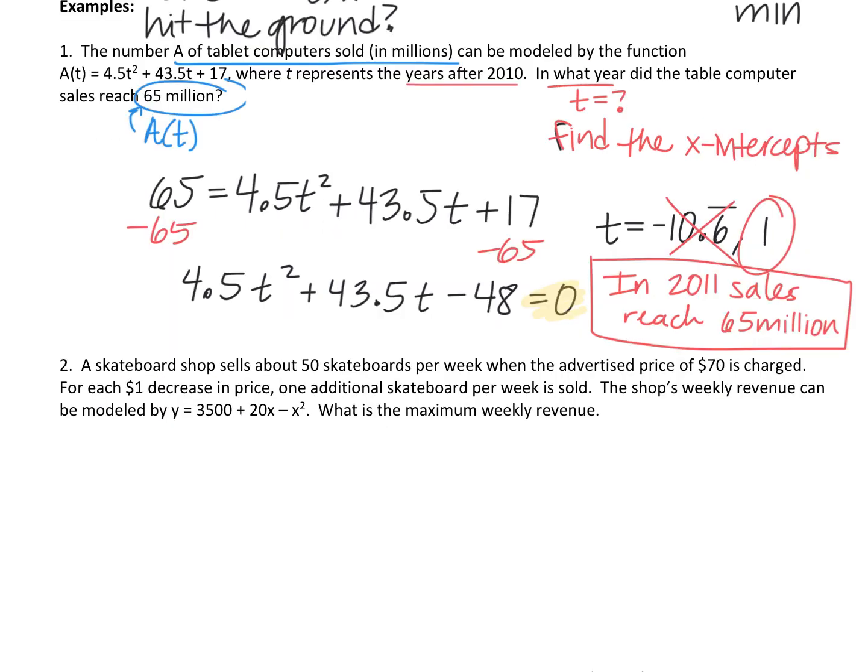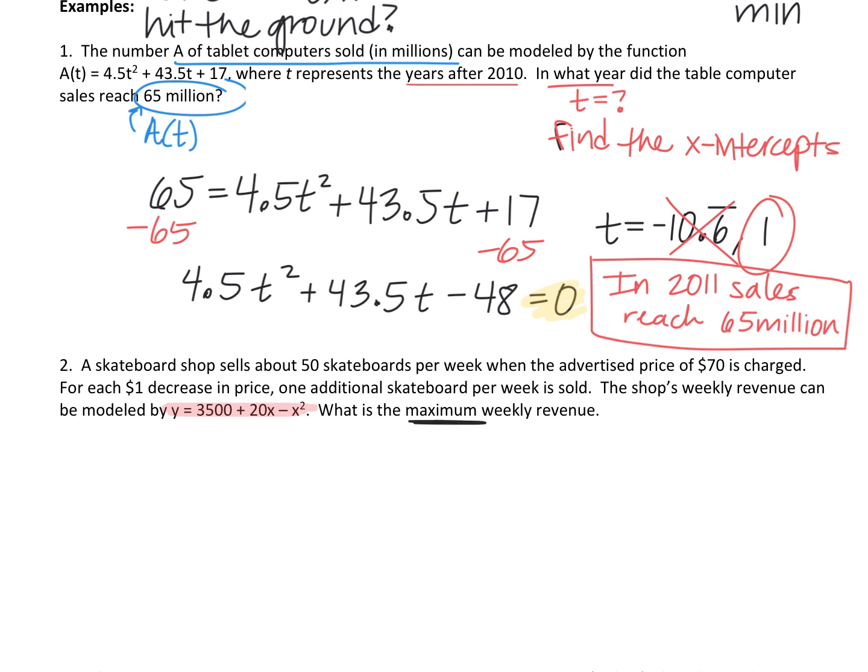It gives you all this awesome information at the beginning that's really obnoxious. That a skateboard shop sells 50 skateboards per week, advertised price $70 charged, all this decrease in price, and guess what? None of that matters. And then it says the shop's weekly revenue can be modeled by this equation, and this is what we care about, that equation right there. What is the maximum weekly revenue?